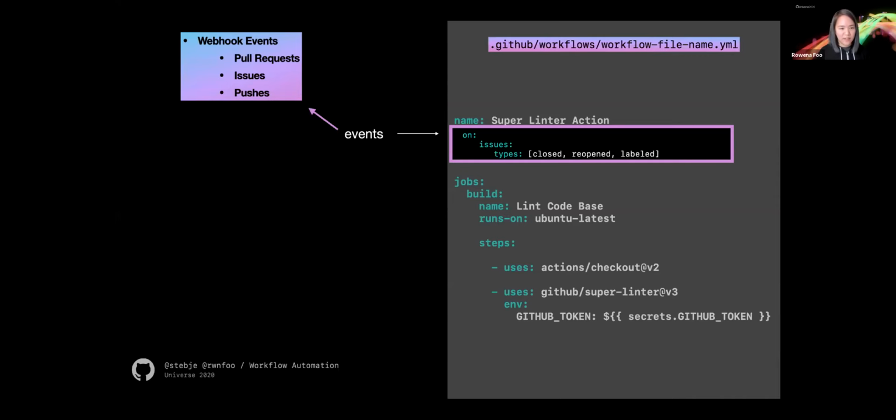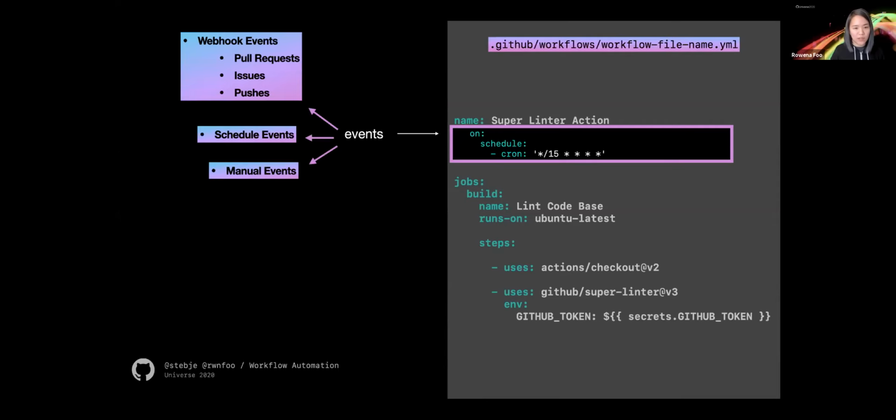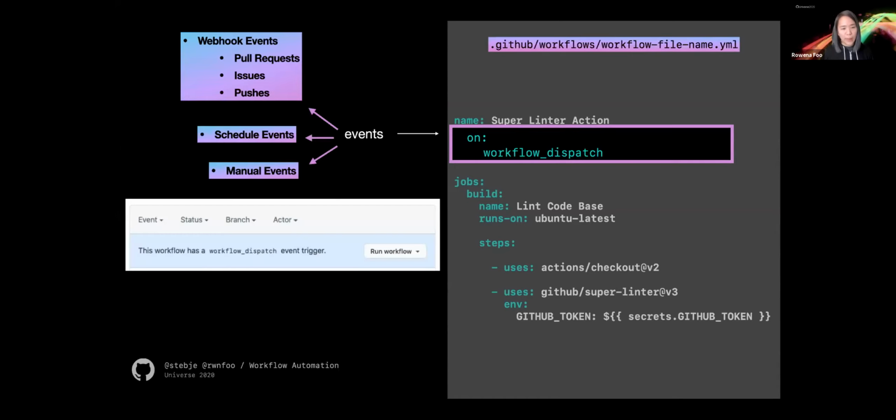The second type of event is called schedule events. This is where you use a cron job, and in this example, it's going to be run every 15 minutes. The last type of event, if none of this worked for you, you can think about manual events as well. One of the manual events that you can use is called workflow dispatch. This is just one example. What this means is that if you have this event in your workflow file, it will come with a button and you can click, run workflow. This is going to be pretty manual if you don't want your workflow to run automatically.